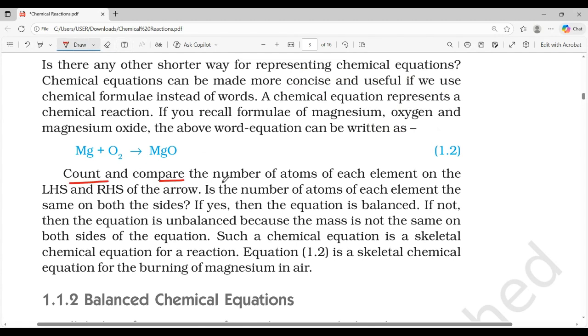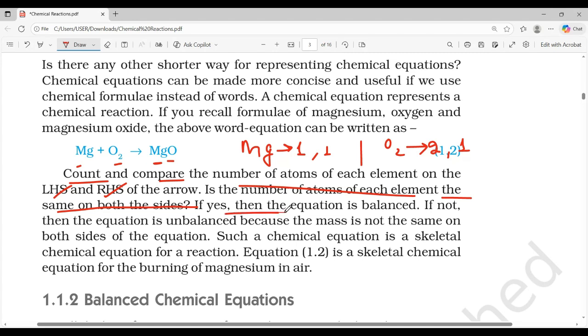Count and compare the number of atoms of each element on the LHS and on the RHS of the arrow. If we look at magnesium, then magnesium on the left hand side is 1, whereas on the right hand side, in the products, we can also see only one magnesium. But if we look at oxygen, then on the left hand side there are two atoms of oxygen, whereas here we can see only one atom of oxygen. So we have counted and compared; they are not the same on both sides.